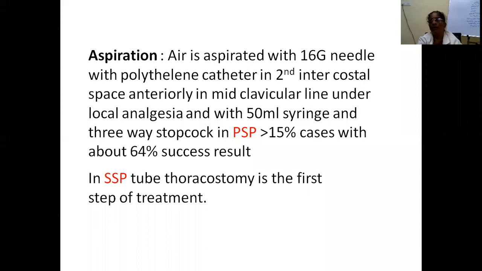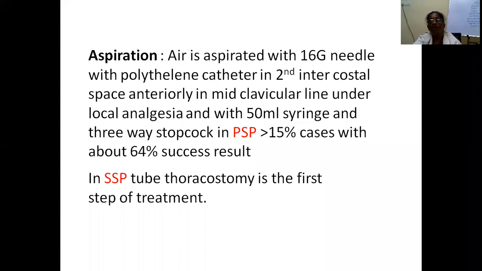But in case of pneumothorax of less than 40%, and if the cause is only primary spontaneous, we should introduce a 16 gauge needle in the second intercostal space anteriorly in the mid-clavicular line under local anesthesia with a 50 ml syringe, and the air is drawn. In more than 15% of cases, it will be a success. In secondary spontaneous pneumothorax, whatever the percentage, tube thoracostomy is the treatment of choice.